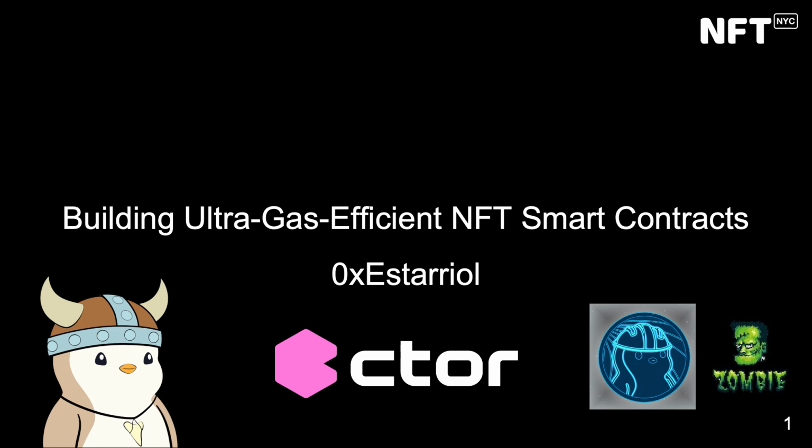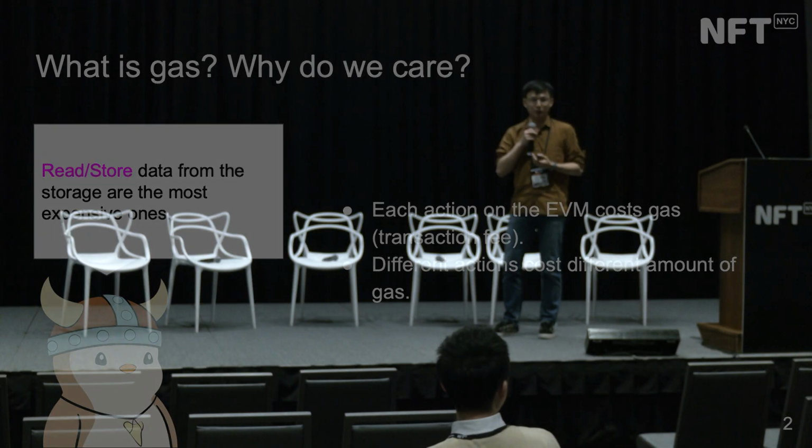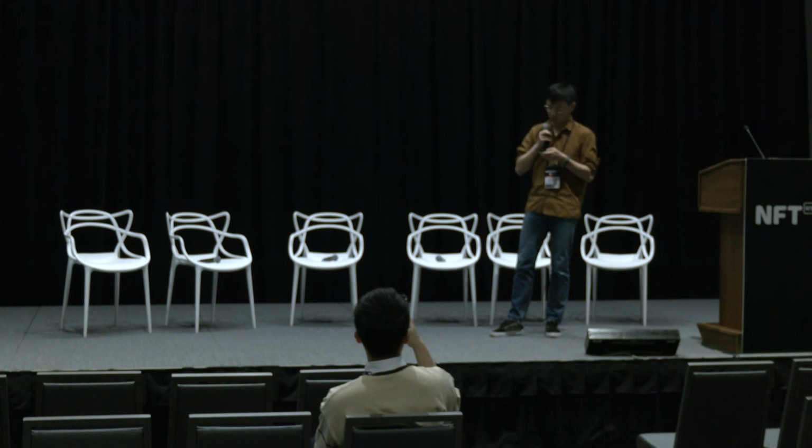To start, I'll give everyone a quick overview of what gas is and why we care about it. Gas is what you pay every time you send a transaction on the Ethereum blockchain or any EVM chain. Each action in a transaction comes with a different cost, and that's the fee you pay the miner. Among all these actions, the two most expensive ones are reading and storing data in blockchain storage.